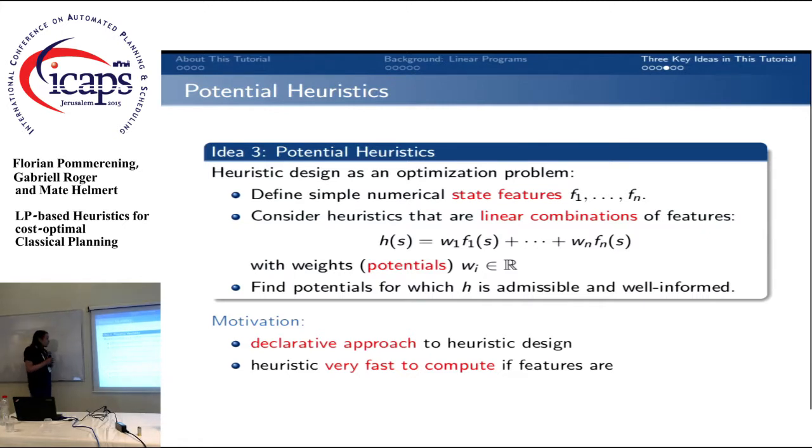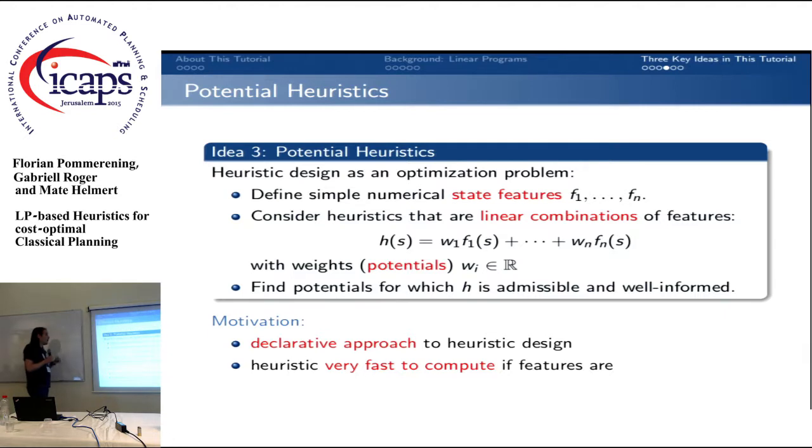Now the third and final thing is so-called potential heuristics. It's the most recent of these ideas. It might sound a bit unrelated at first, so let's look at what it says here. The idea is we define certain numerical features of states, like functions that we can apply to a state and that give us a number. For example, let's say I have some kind of logistics problem. How many trucks are there in location X? That's a state feature. I put a state in, I get a number out of it.